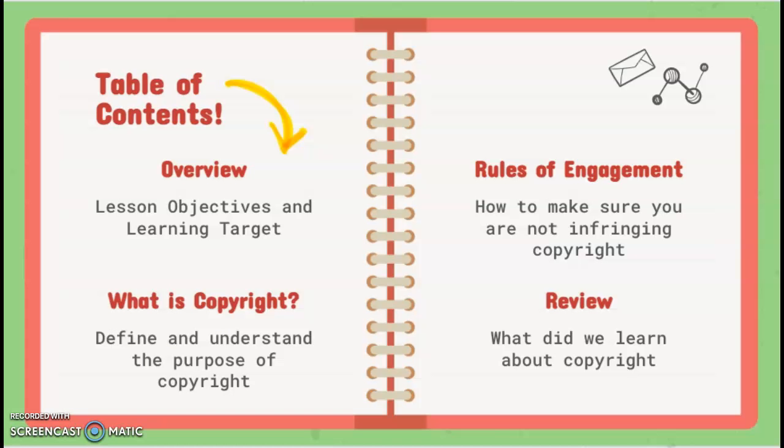So here's our table of contents today. We're going to be focusing on 4 main subtopics. An overview, where we're going to talk about lesson objectives and the learning target. Next, we're going to define copyright and understand what the purpose of copyright is. We'll discuss the rules of engagement, how to make sure you are not infringing on copyright, and how to use resources that are not copyrighted, or how to get permission to use copyright resources. And then finally, we'll review what we learned about copyright today.